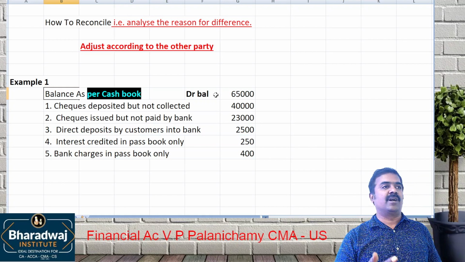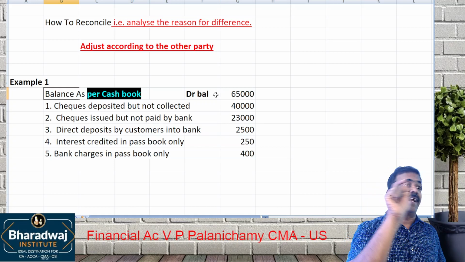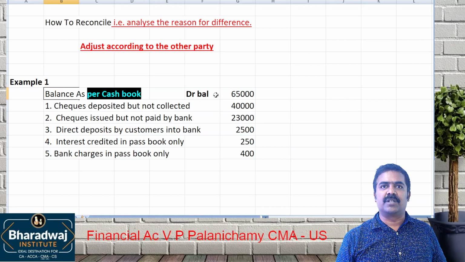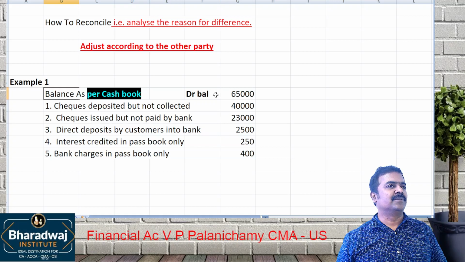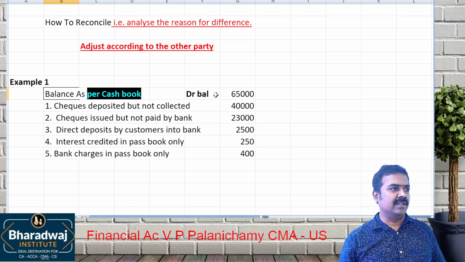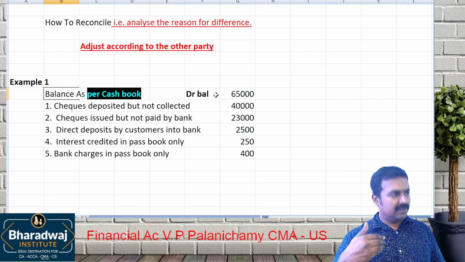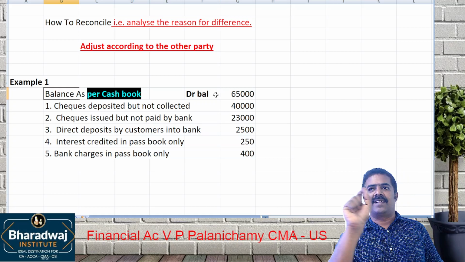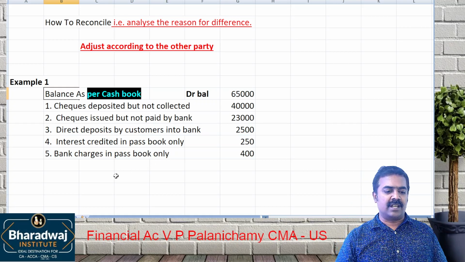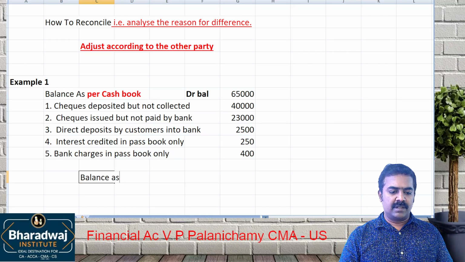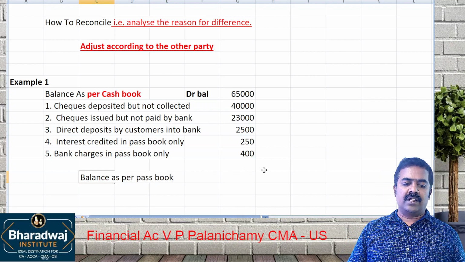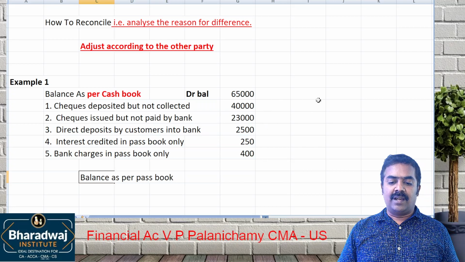You can look at it the other way also. The banker has added something and I have not added. What to do? Add it now. The banker has deducted something and we have not deducted. Now what to do? Let us also deduct it. Simple. When you start with balance as per cash book, what is our target? Balance as per which one? Cash book is our objective. How to reconcile? Very simple. Adjust according to the other party.